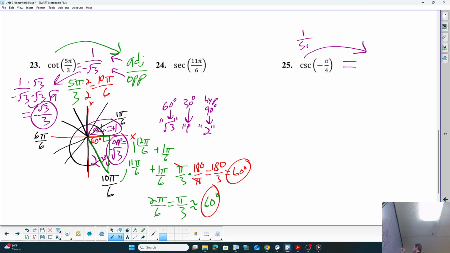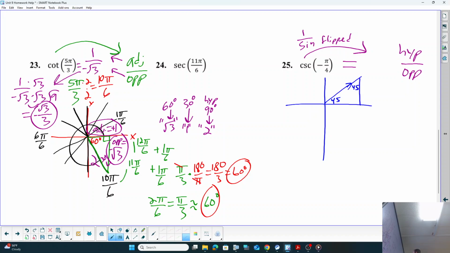1 over sine. So it's basically sine, flipped. So instead of the opposite over the hypotenuse, it's hypotenuse over opposite. Cool. So then what we do is we draw our negative pi over 4. Do you remember what that is? So this one is right here. That's a 45, 45, 90 right triangle.